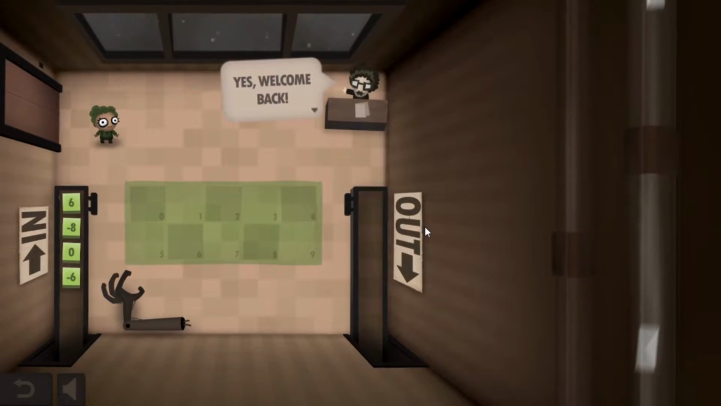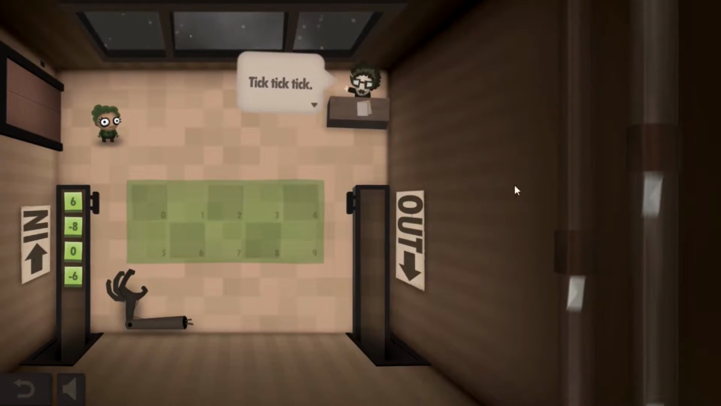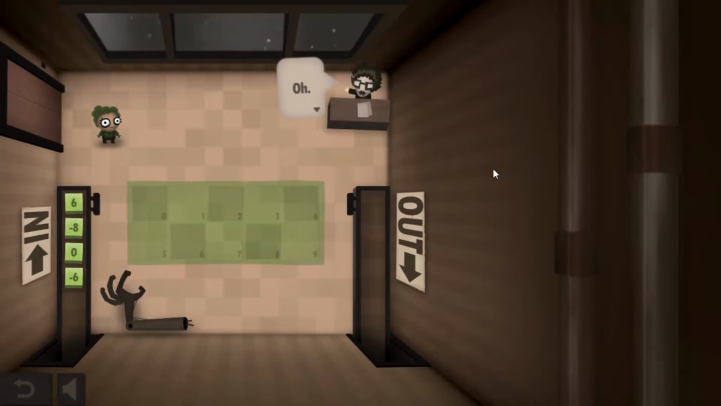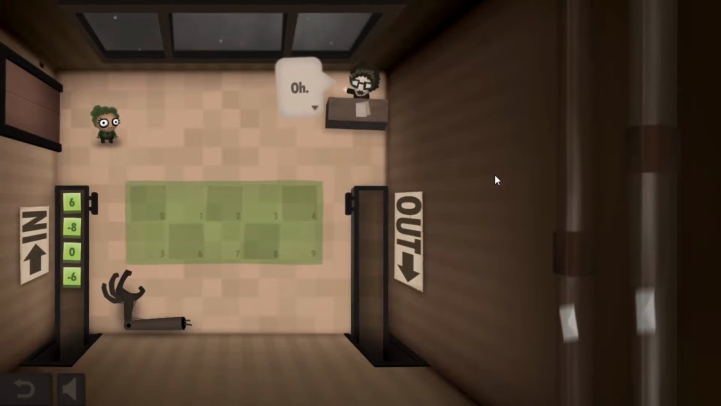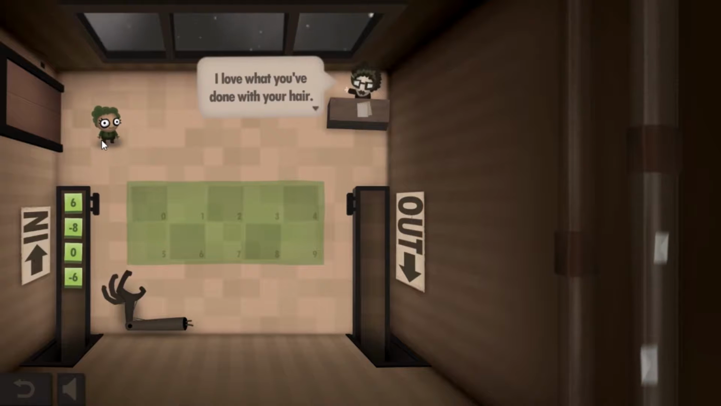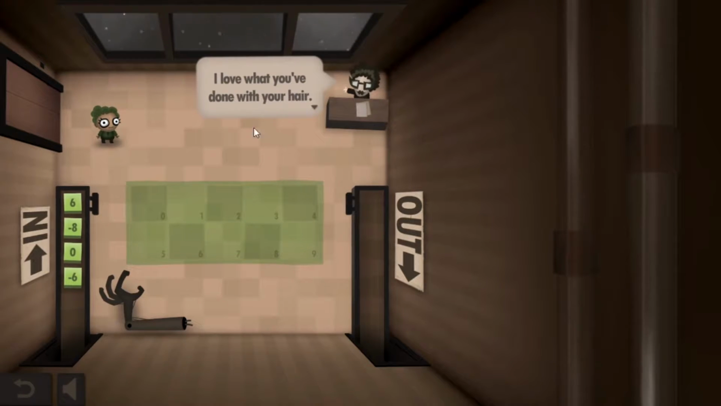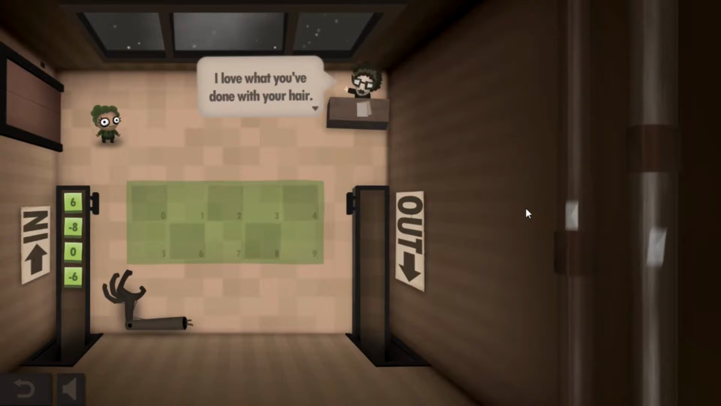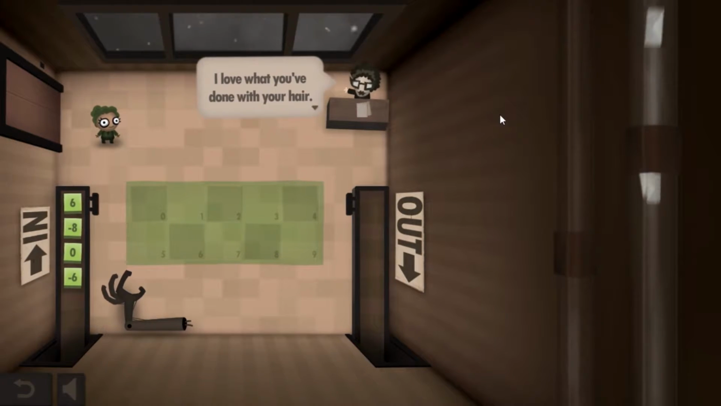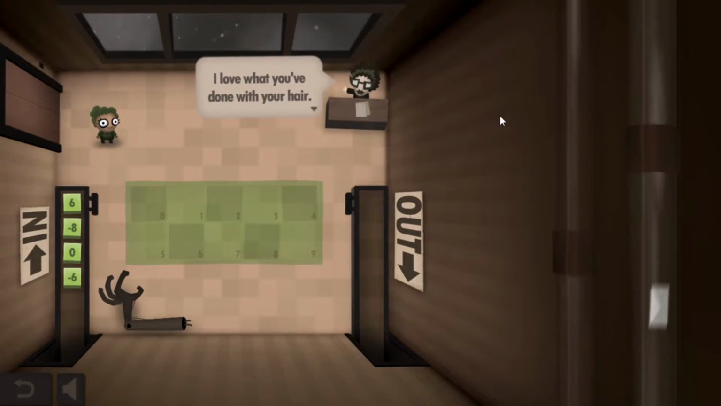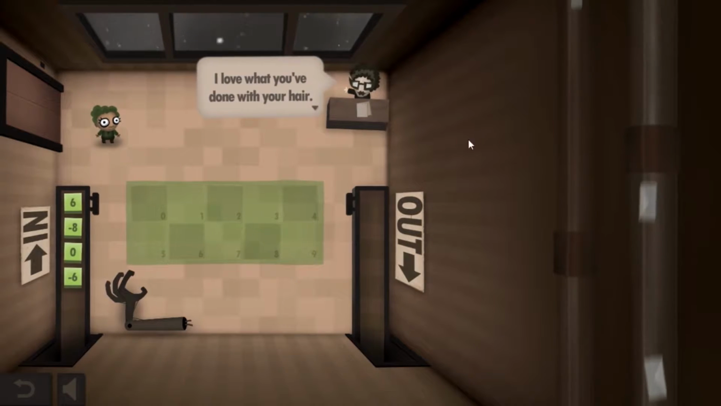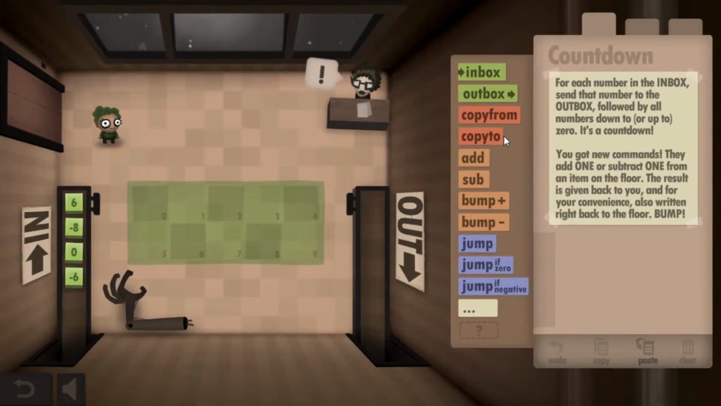Oh, yes, indeed. Welcome back. Tick, tick, tick. Time keeps ticking down. Let's get to work. Don't worry about the random robot arm. It's probably fine. Oh, why are you a different person? That's a really good point. I love what you've done with your hair. When I went on sabbatical I changed my hair. But what have you done with your skin? Wasn't your skin green? No, my suit was green. Oh, okay, never mind.